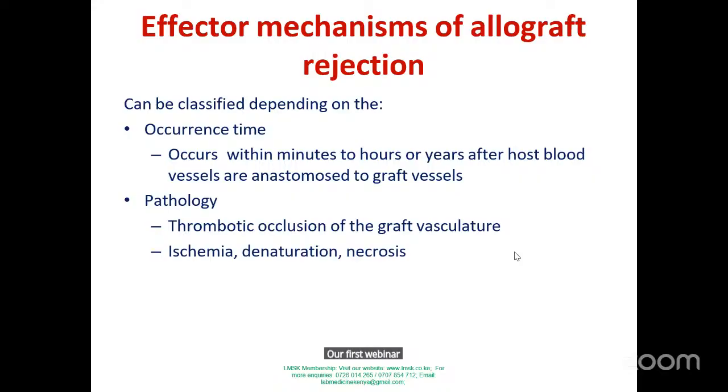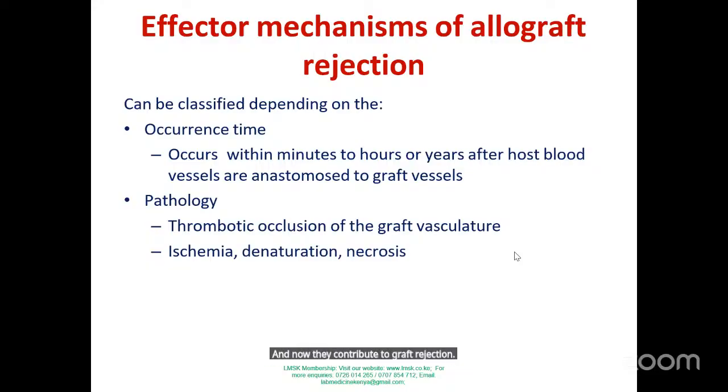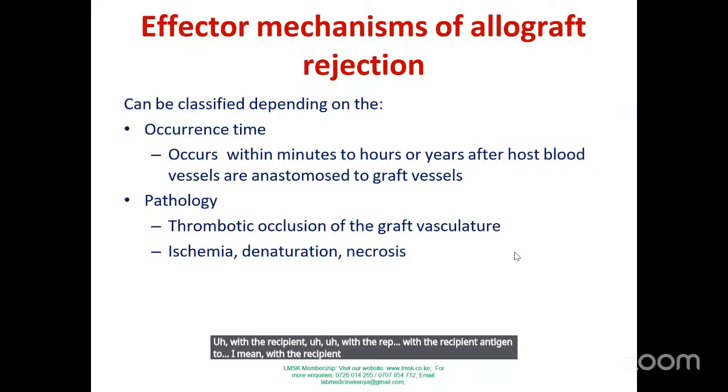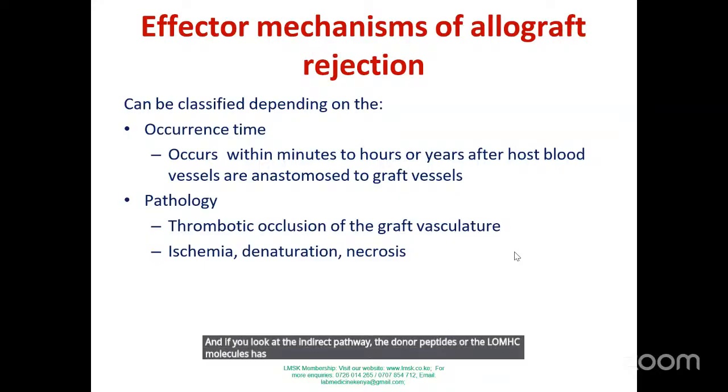If you recap our first webinar, we talked about the direct pathway and indirect pathway and how they contribute to graft rejection. In the direct pathway, the allo-MHC molecules, those of the donor, interact directly with the recipient T cells. In the indirect pathway, the donor peptides or allo-MHC molecules have to be processed and then presented on the recipient MHC molecules.